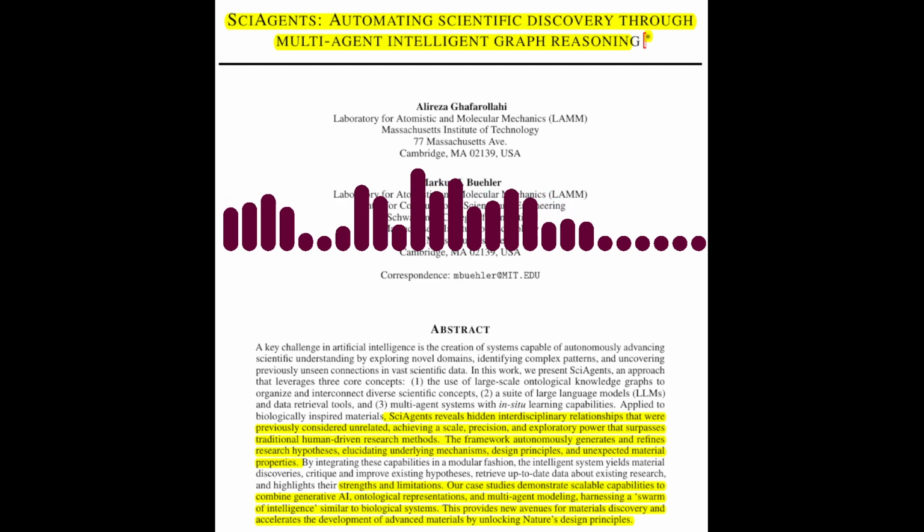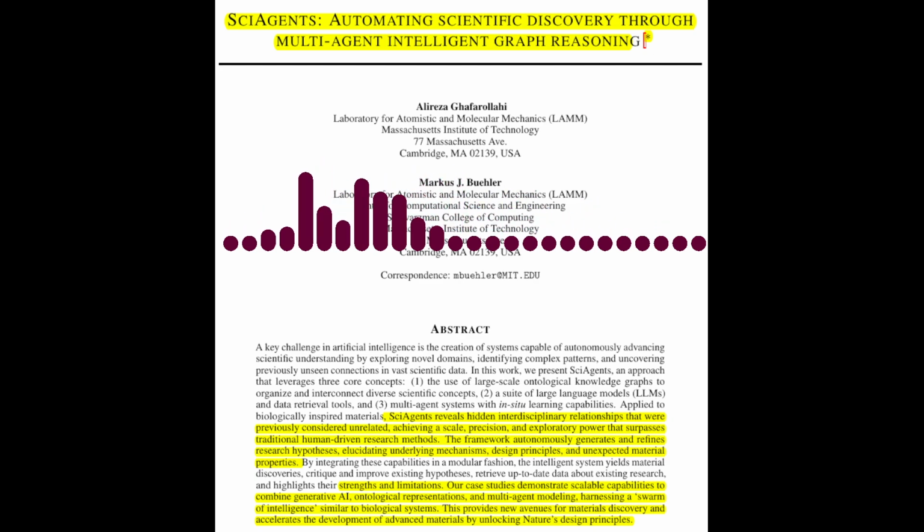Can you elaborate on how the knowledge graph plays a role in this system? The knowledge graph serves as a foundation for the system's reasoning capabilities. It provides a structured representation of scientific concepts and their relationships, allowing the system to identify connections that might not be immediately obvious to human researchers.